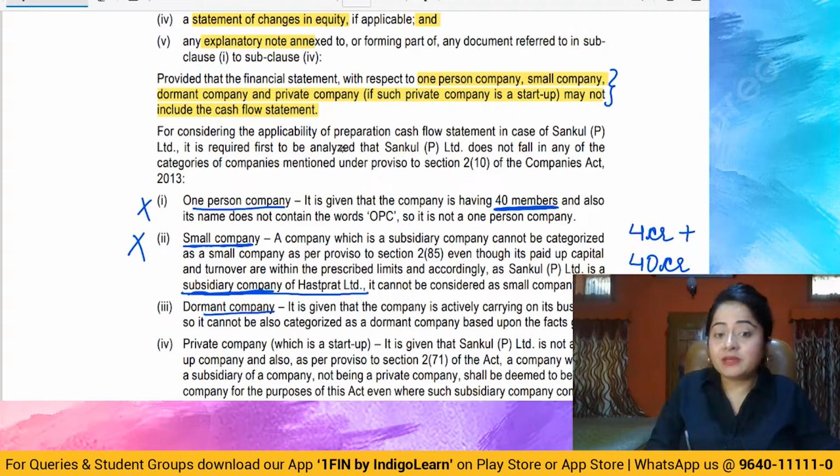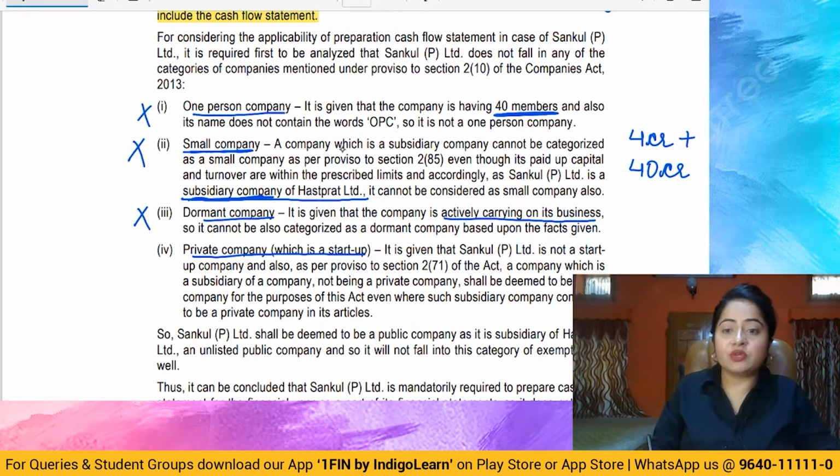Is it a dormant company? See, dormant company is basically a sleeping company, a company which is not active. However, in the question it is mentioned that it is actively carrying on business. So again, it is not a dormant company. Is it a private company which is a startup company? See, it is clearly mentioned in the question that it is not a startup company. So it does not fall in this criteria also.